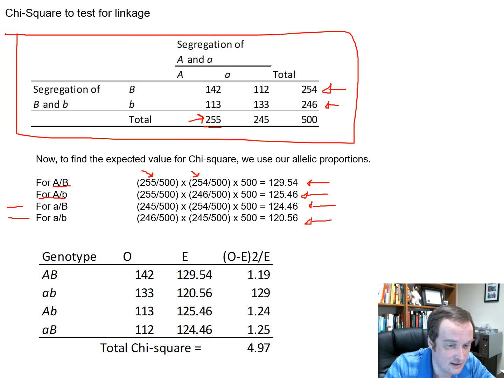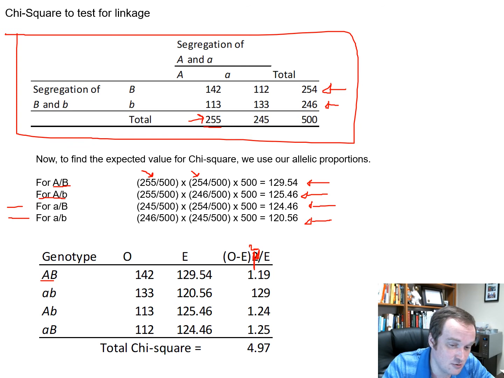And now we can find chi-square values. So in this table here, we have our big A, big B combination, and we have our observed ratio, which is what we saw in this population. So we had 142 individuals that were big A, big B. And our expected, though, is 129.54, which we calculated right here. And so the chi-square formula, this should actually be raised to the 2, so it's squared, is observed minus expected squared divided by expected. And from that, we get 1.19.